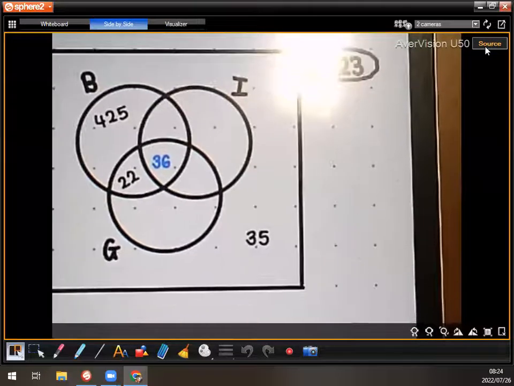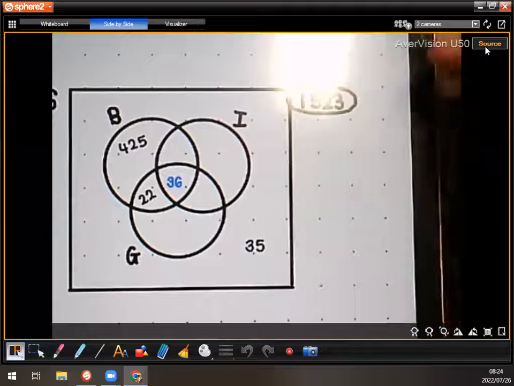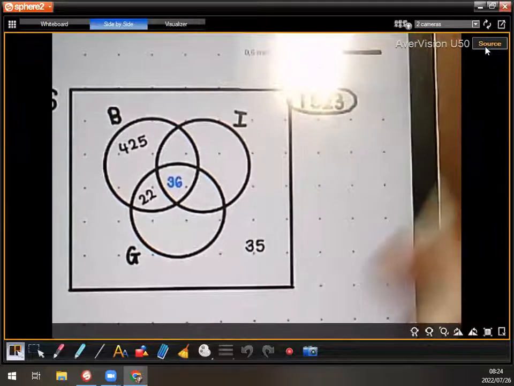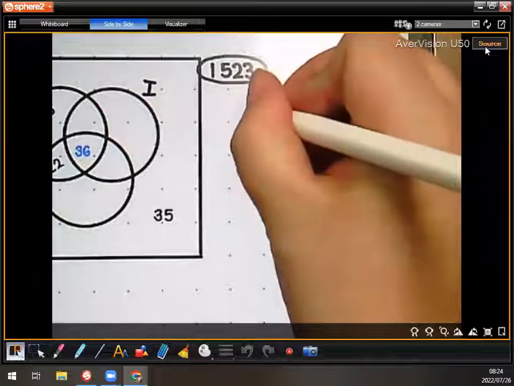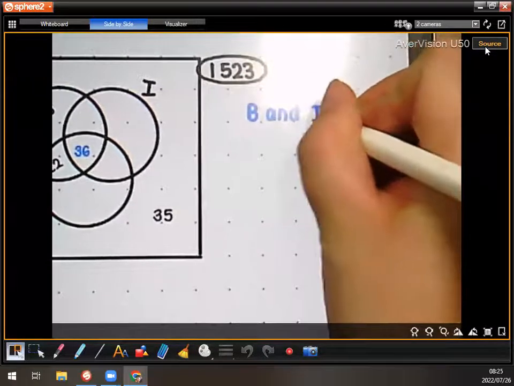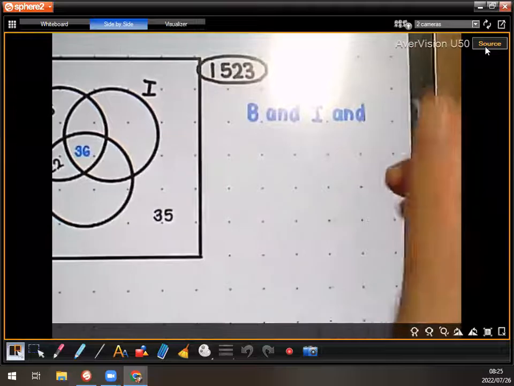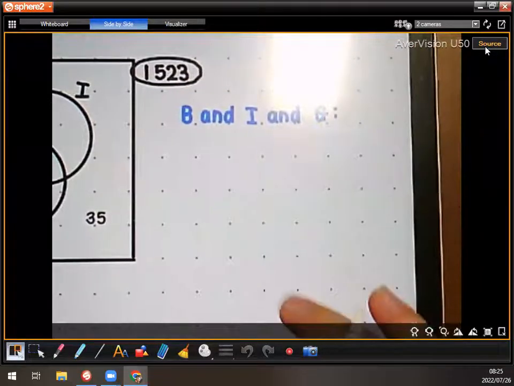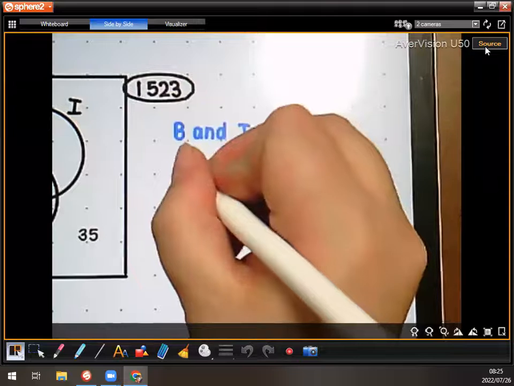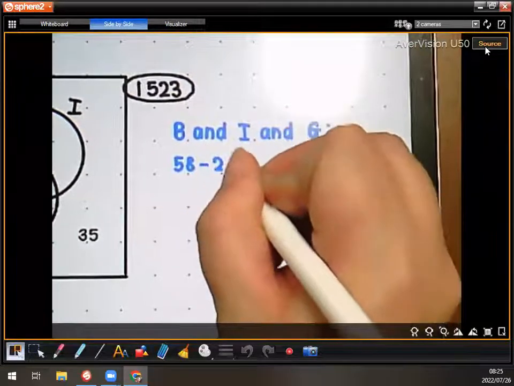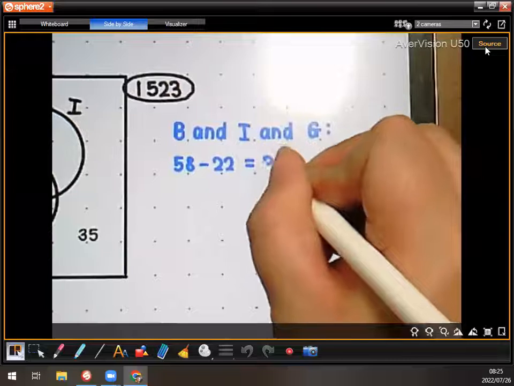I'm going to write it on the side, guys. I'm going to write how I got this, so you can also write it on the side if you want to. So for B and I and G, to get that value, we did 58 minus 22, and that was equal to 36.